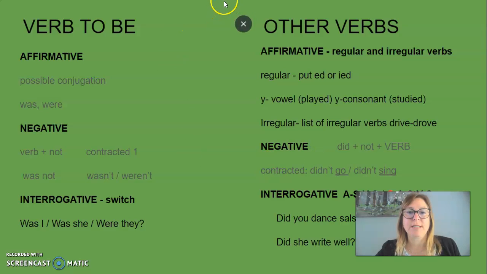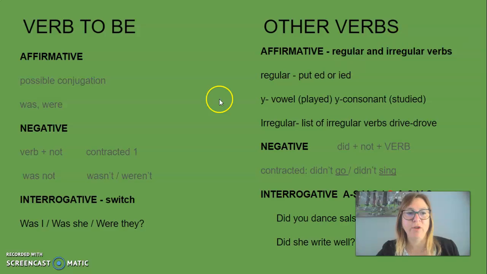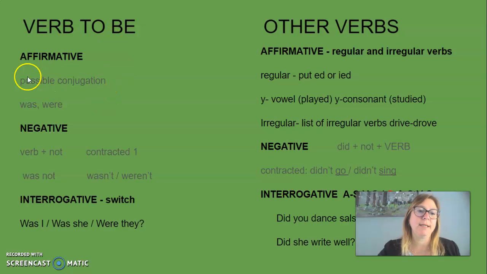Same thing as the simple present, you split the screen into two parts. So one side you have the verb to be, on the other side you have the other verbs. Again, nothing changes with the verb to be beside the conjugation of it. So here you have two forms, was or were. Pay attention to the pronunciation of the verb. And here we have one contracted form possible, wasn't, weren't. But again, you have to add not, and again, you switch for the interrogative.